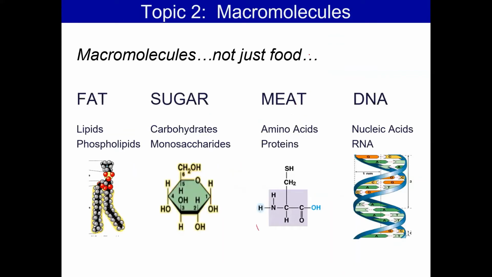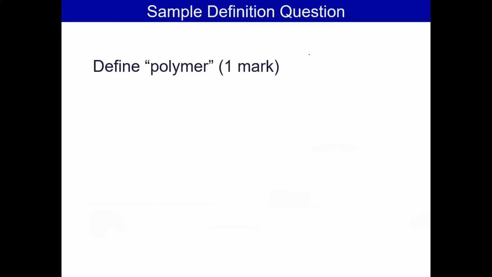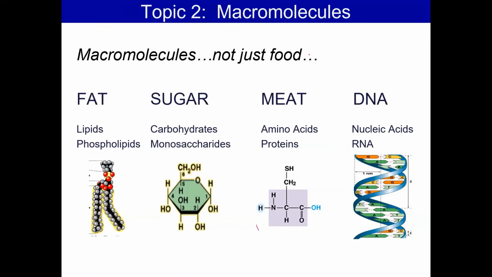Topic 2 was a bit of chemistry, mostly around macromolecules. So we talked about lipids, carbohydrates, proteins, and nucleic acids. So it's important that you know what these structures look like. So I have some sample questions I'll show you in a minute.